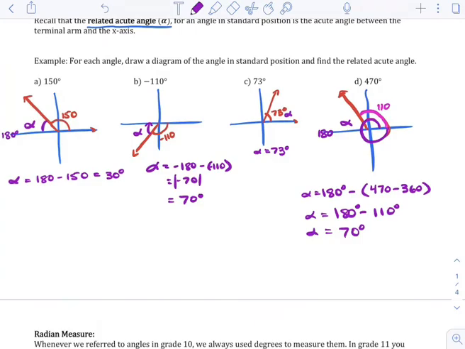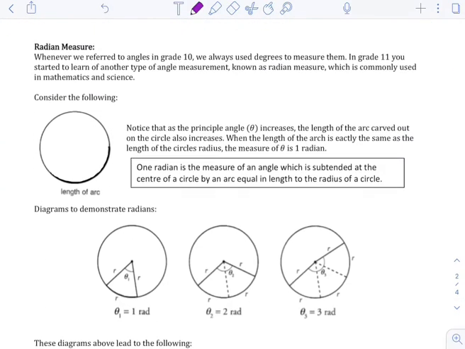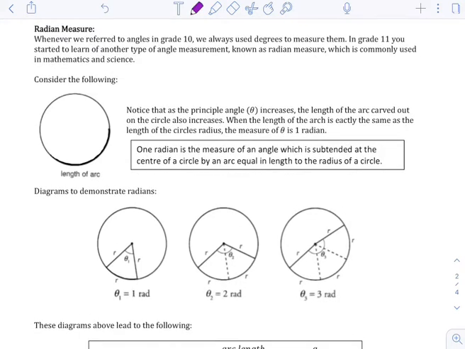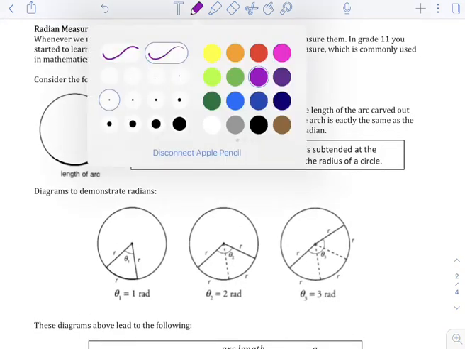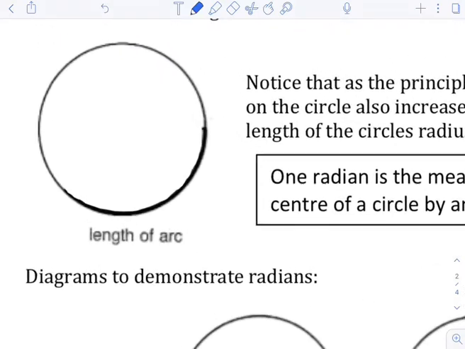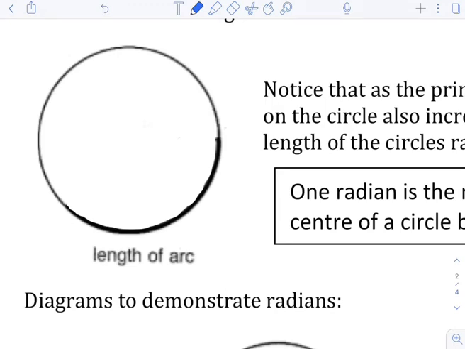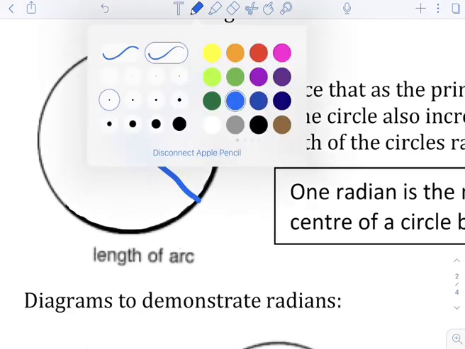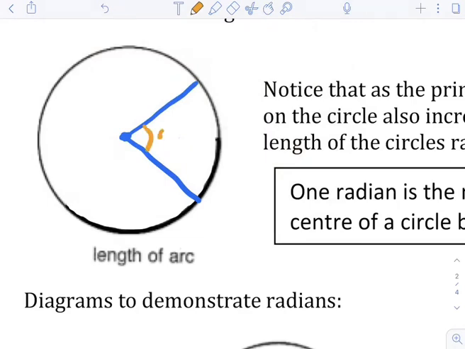So let's continue along. We'll look at radians and what they are. Remember, back in grade 10, we used degrees to measure angles. In grade 11, we started to learn about radians. So what is a radian? Basically, we think of it in terms of a circle, something going around that terminal arm. If I imagine that I create an angle in here, I'll use a different color, and our angle is theta.